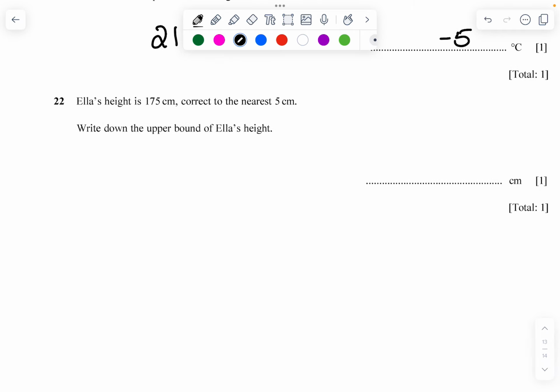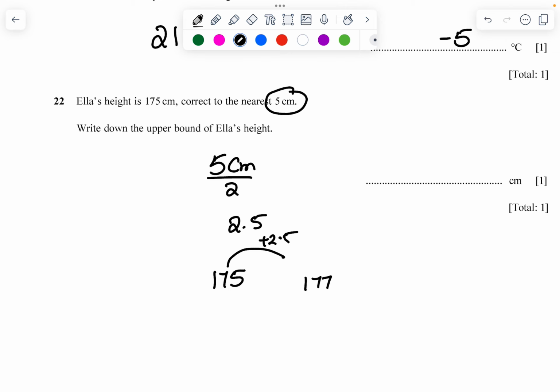Ella's height is 175, correct to the nearest 5 centimeters. 5 divided by 2 is 2.5. 175 plus 2.5 will become 177.5, minus 2.5 will become 172.5. What is the upper bound? It is asking the upper bound of the height, which is going to be 177.5.